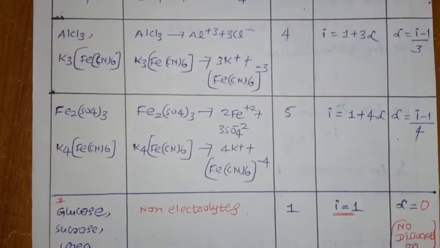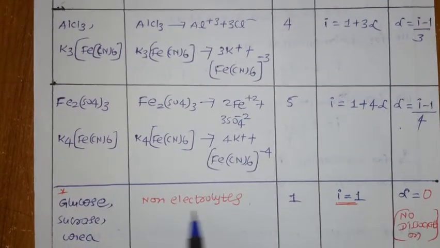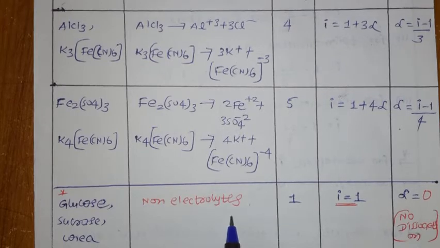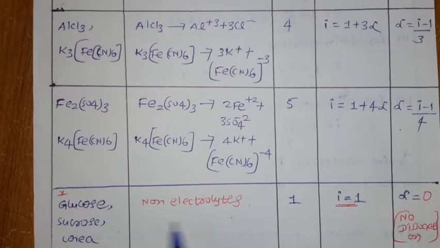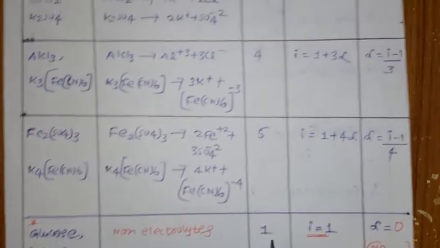Now let us see the case of glucose, sucrose, urea. Very, very important. Already we discussed that these are non-electrolytes, meaning they do not undergo ionization. If we initially take one particle, only one will be there.